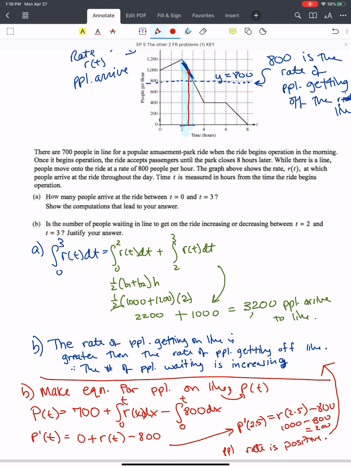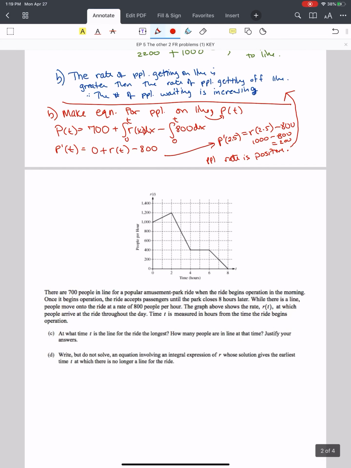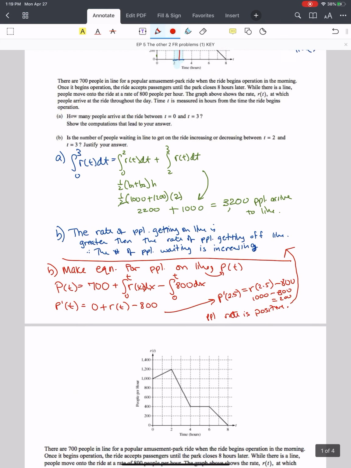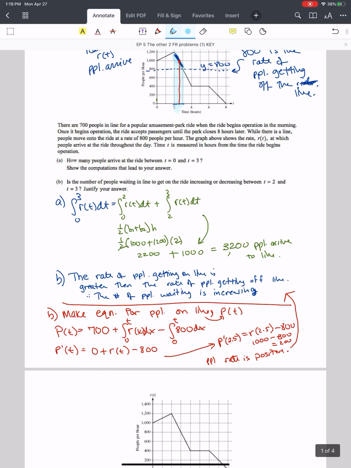So, I mean, that's another way to do it. I think the blue one's easier, but whatever. All right, moving on. And just so that you can see the answer quickly, the number of people waiting is increasing.